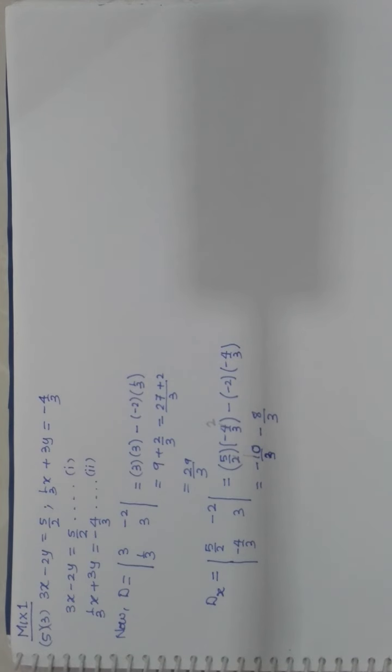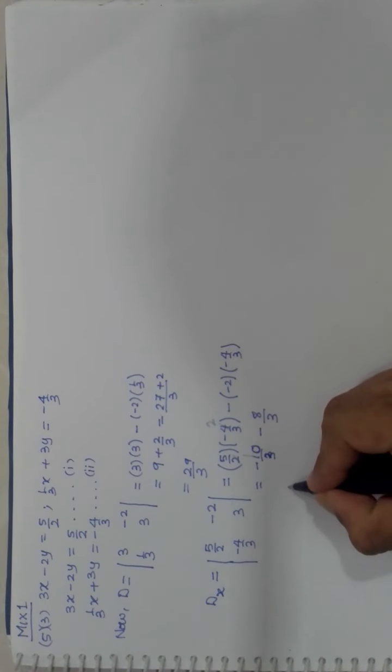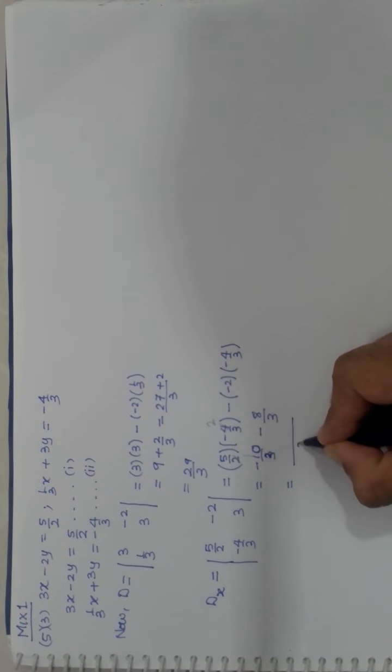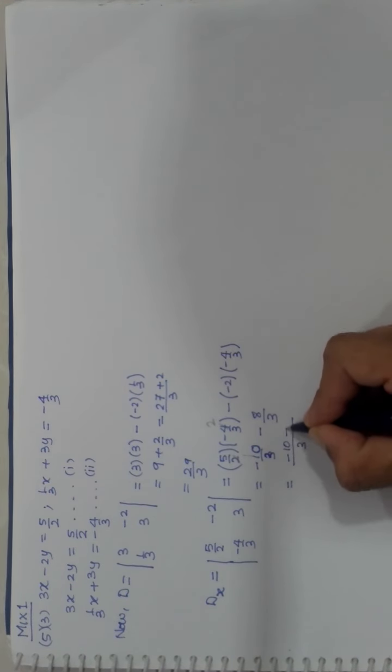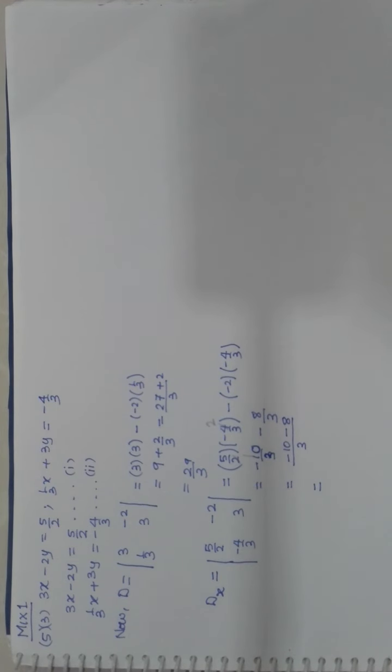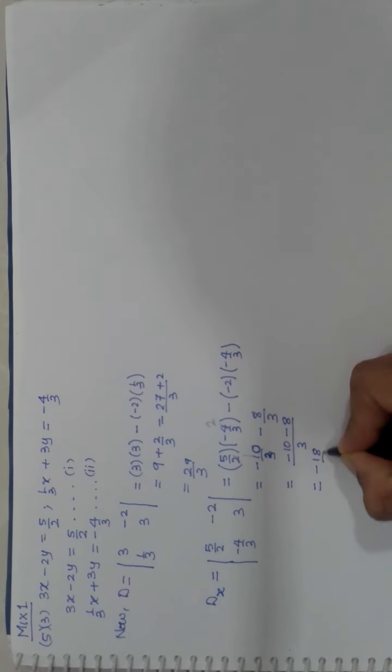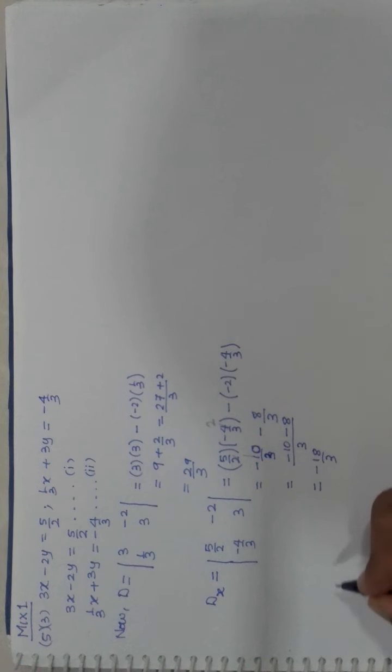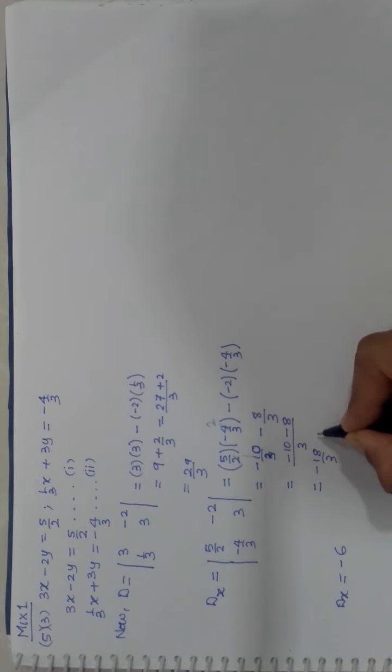See the luck factor of mine, I got both the denominators same, and since I get both the denominators same, there is no question of making them same. I will directly write 3 here, then minus 10 and minus 8, both are having sign same, and since the sign is same, we are going to add them and the sign of larger number to the answer, that is minus 18 by 3, which is nothing but dx giving you value minus 6. So I got dx to be as minus 6.